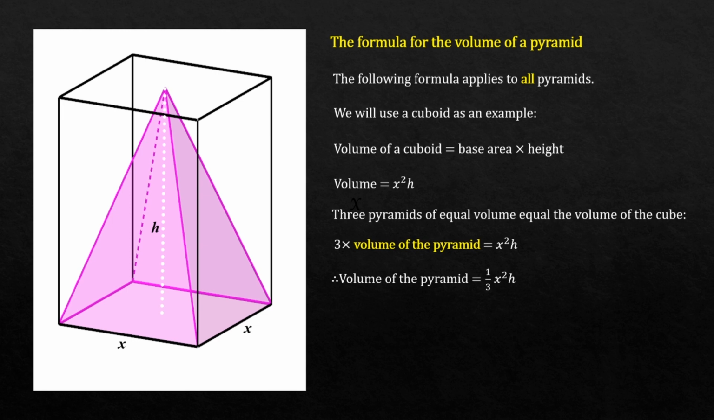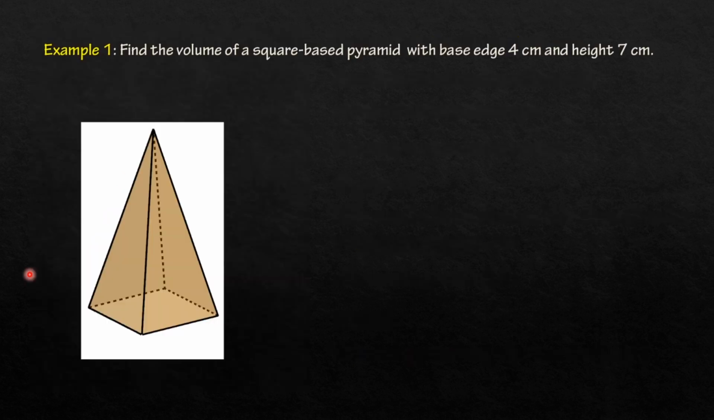As we showed, 3 pyramids of equal volume will equal the volume of the cube. Therefore, 3 times the volume of the pyramid equals x squared times h. Therefore, the volume of a pyramid is 1/3 x squared h. In general, the volume of a pyramid is 1/3 times the base area times the height. Now let's do some examples.